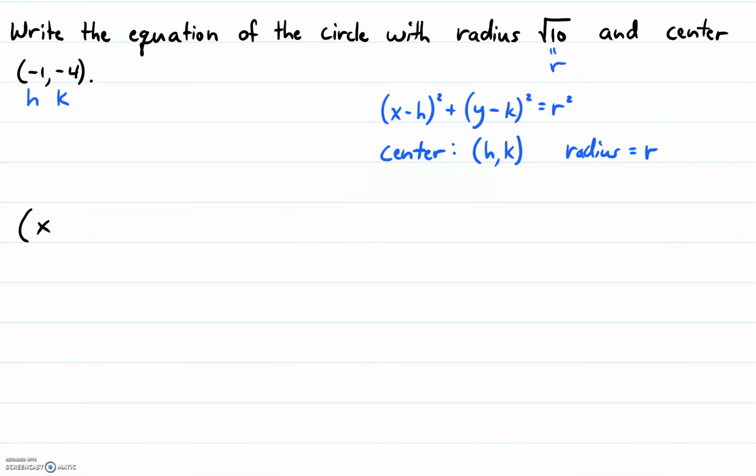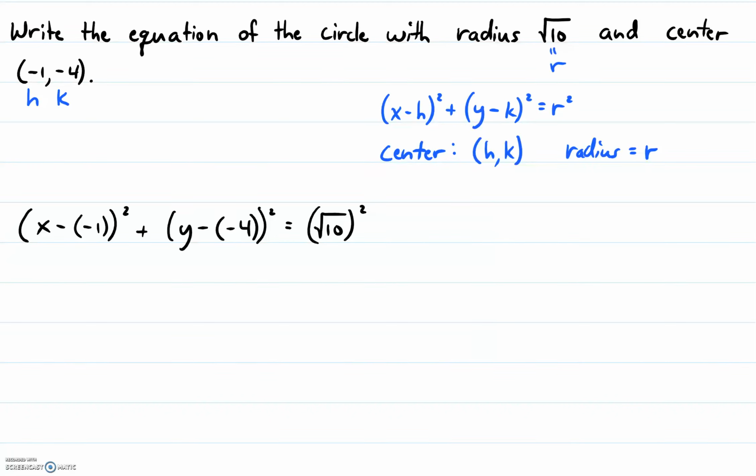We're going to say x minus our value of h, which is -1, that's going to be squared, plus y minus our value of k, which we already marked as -4, again squared, and that's going to equal r squared. So that's going to equal the square root of 10 squared. Now that's the right answer, it's just not in simplest form. So let's simplify wherever we can.